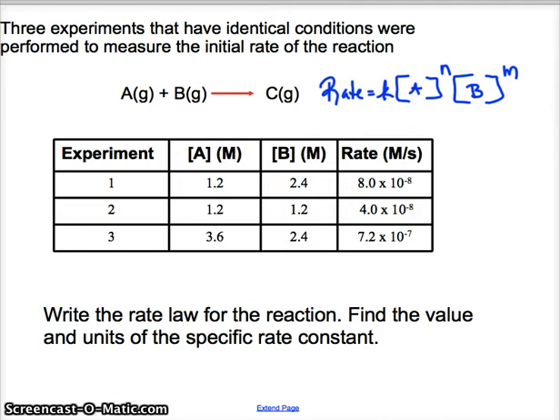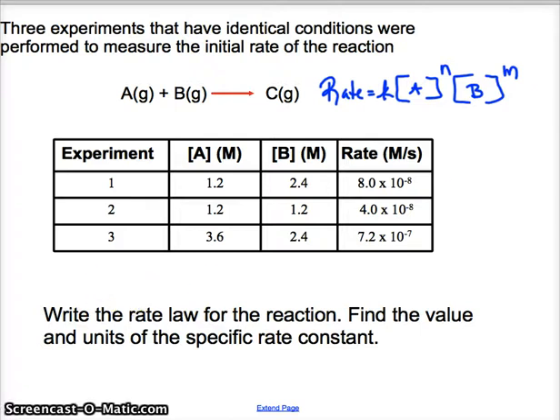I'm asking you to write the rate law for the reaction and to find the value and units of the specific rate constant. So that means you have to calculate K and you also have to calculate the orders, in this case N and M. The rate law, since it has 2 reactants, is stated as rate is equal to K times the concentration of A to the nth power times the concentration of B to the mth power. If you had 3 reactants, you would have another term right in here, although that won't happen for you in this class.